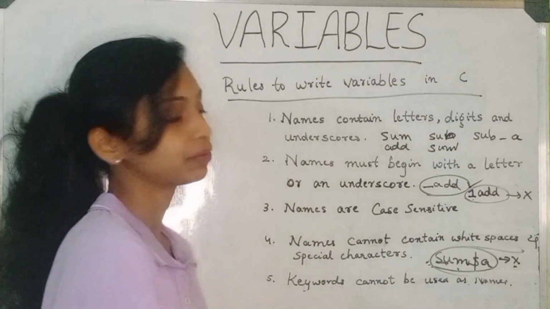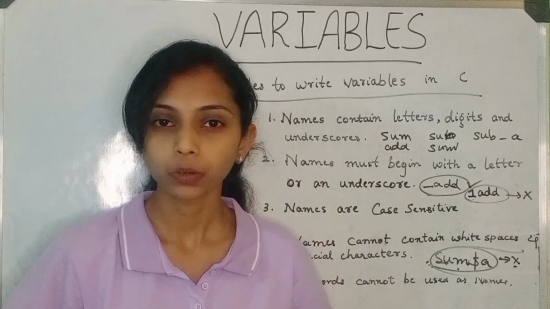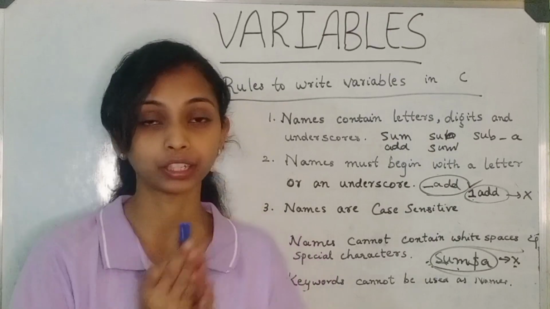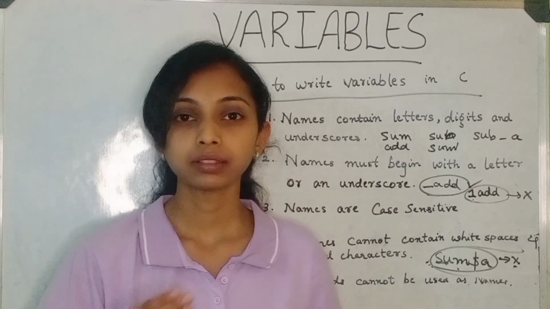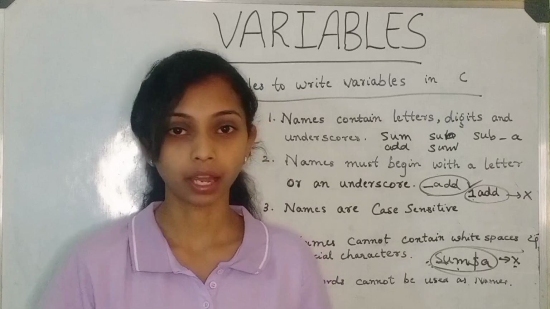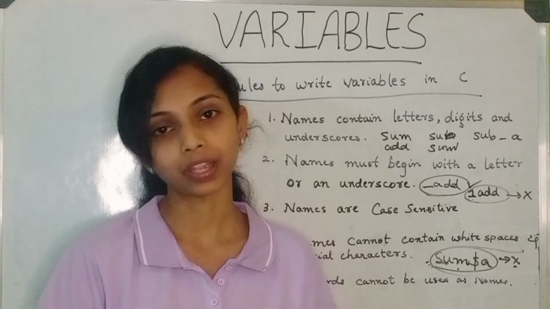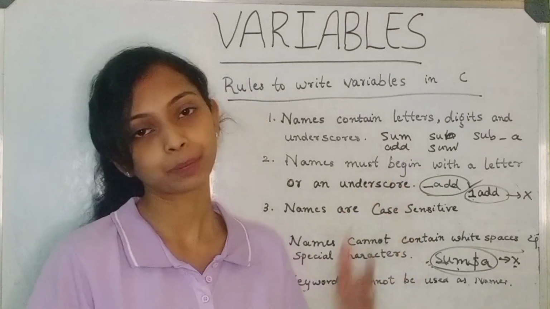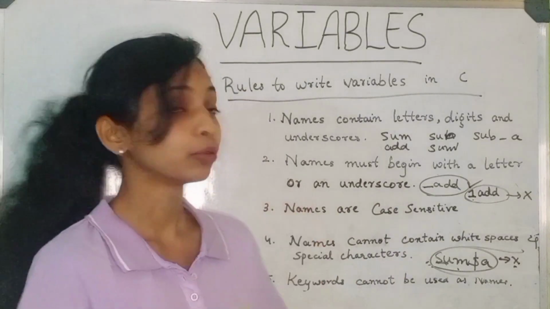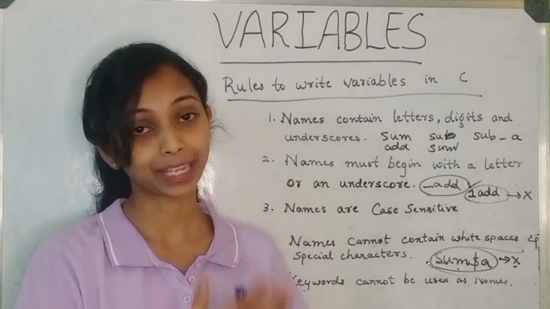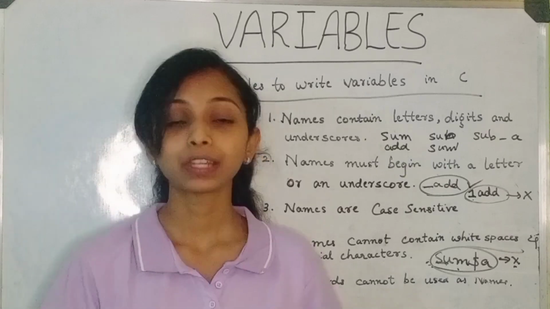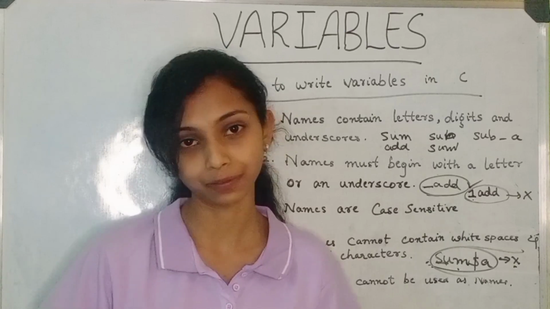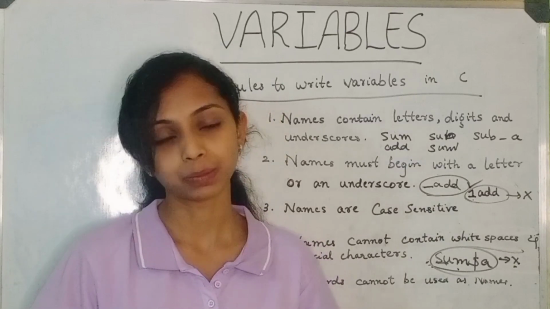Keywords cannot be used as variable names. Yes, because as we discussed in the previous video, we have 32 keywords in the C programming language, and keywords like switch, case, int and all cannot be used as variable names. If used, you will get an error, and it is not supported as a variable in the C programming language. This is all about the rules to write variables in C. So today in this video, we have discussed what a variable is, the rules to write a variable, how to declare and initialize variables, some valid and invalid variables and all.